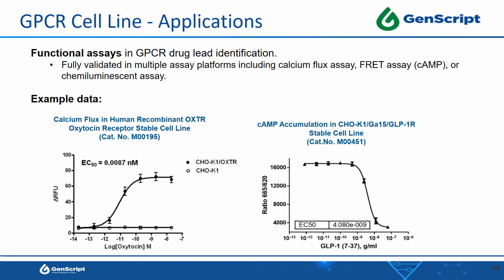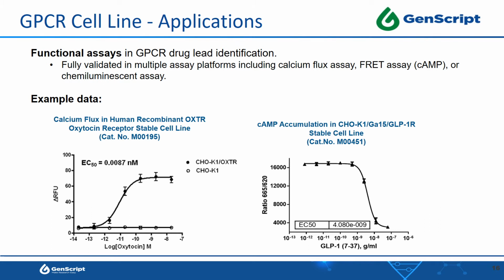The GPCR stable cell lines we offer at GenScript are for functional assays in GPCR drug lead identification. All the cell lines are fully validated in multiple assay platforms, including calcium flux assay, FRET assay, or the chemiluminescent assay. As you can see here, I'm showing you some example data from our products.